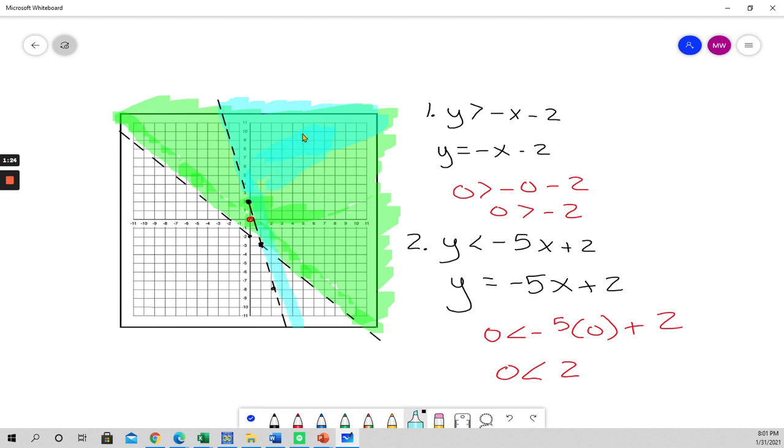And if you notice what's happening, there's a section of the graph that's getting shaded twice. This would be considered the solution to the inequality. So this section right here. Let me see if I can show you. This section would be considered the solution to the inequality because it is the area on the graph that fits both inequalities.